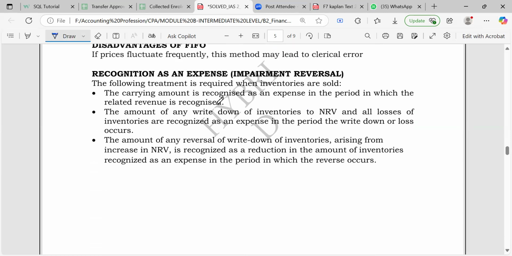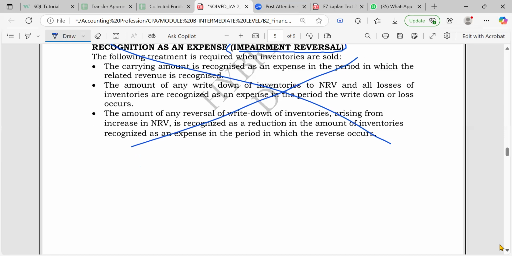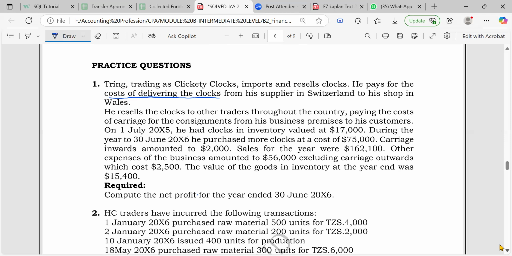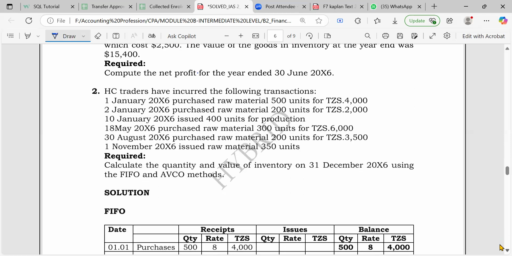Okay, now recognition as an expense or impairment reversal. Simply speaking, I don't want to speak a lot about this. I'm actually not going to speak about this. I'm putting a cross. I need you to go and read about impairment of inventories, right? Like I told you, when you deal with measurement of inventory, you make reference to the impairment. Like I showed you how related they are.